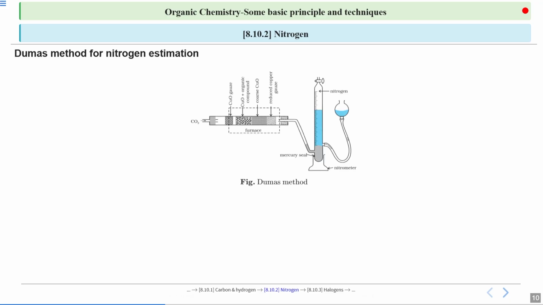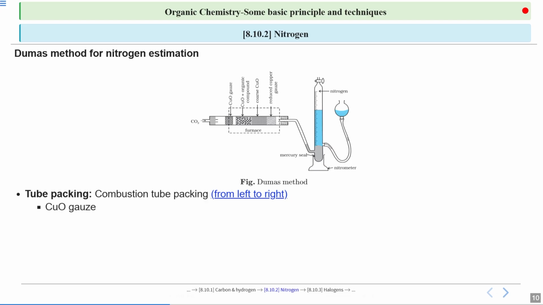Here you can see a diagram of the Dumas method setup. Notice the arrangement of the apparatus, which is designed to ensure complete combustion of the organic compound. Pay attention to the different sections of the tube, as each part has a specific role in the process. Now let us talk about how the combustion tube is packed. We will go through each component from left to right so you can visualize how the sample and reagents are arranged.